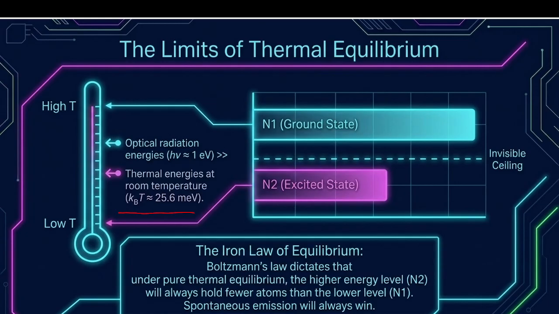The iron law of equilibrium. Boltzmann's law dictates that under pure thermal equilibrium, the higher energy level N2 will always hold fewer atoms than the lower level N1. Spontaneous emission will always be the same. This is what Boltzmann's law dictates.